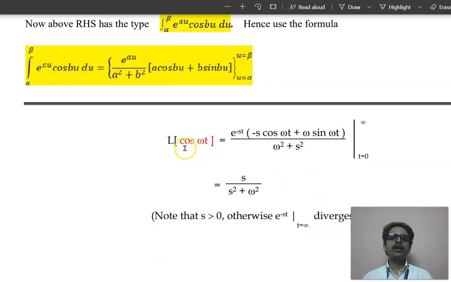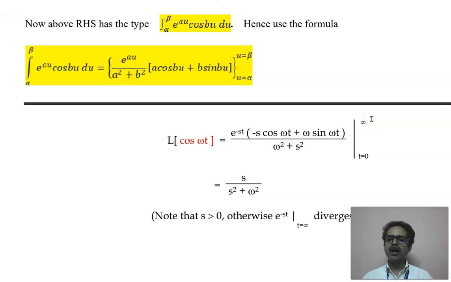L of cos omega t is equal to e raised to minus st times the bracket minus s cos omega t plus omega sin omega t, upon omega square plus s square, with the limits for t from 0 to infinity. First we put t as infinity. But when you put t as infinity, we have to assume that s is positive, because when s is positive, it becomes e raised to minus positive times infinity, that is e raised to minus infinity, and that is 0.